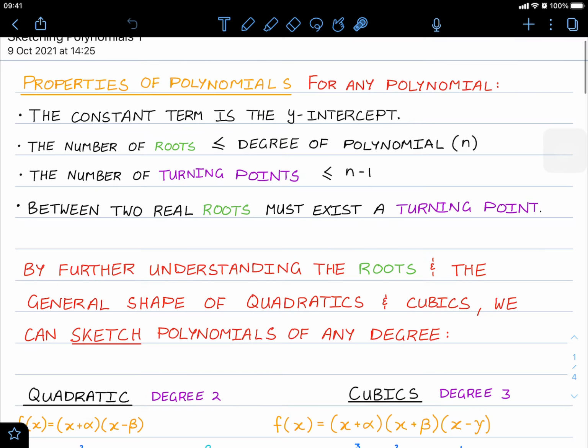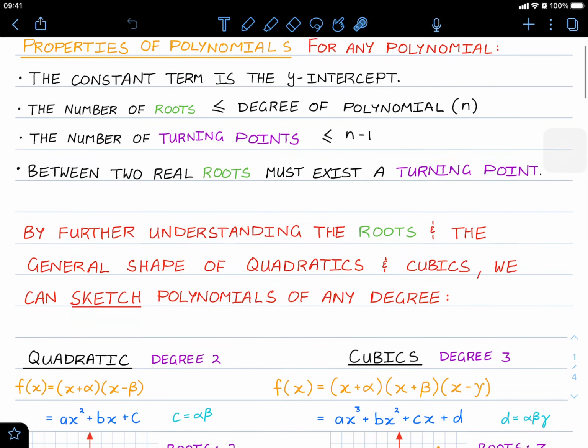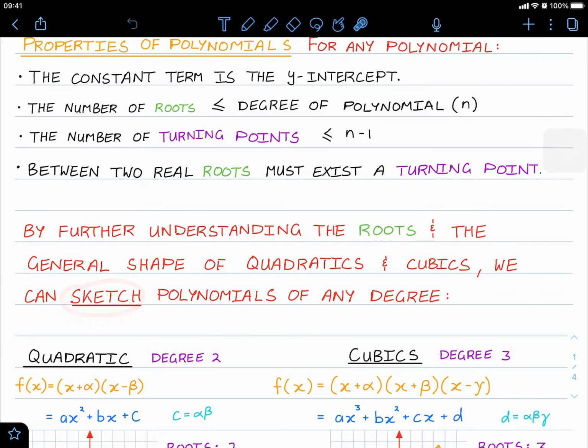And lastly, between 2 real roots of any polynomial must exist a turning point. Now, these four properties will help us sketch. Right? Sketch, not graph, because we're only going to be doing rough sketches of these graphs of polynomials of any degree. But first, we should understand the shape of a quadratic and a cubic in general.